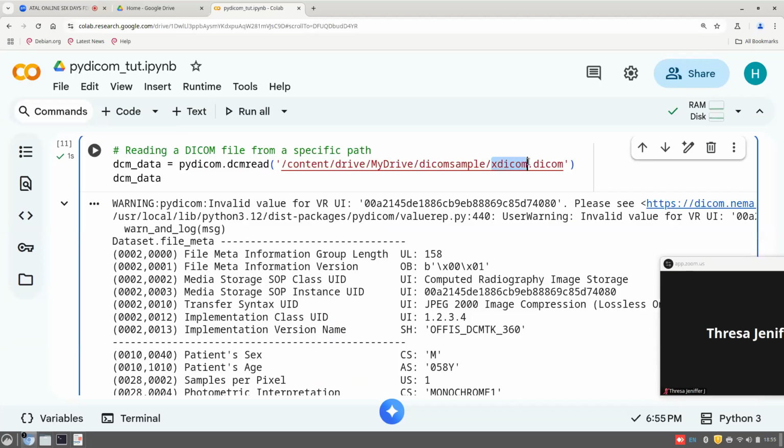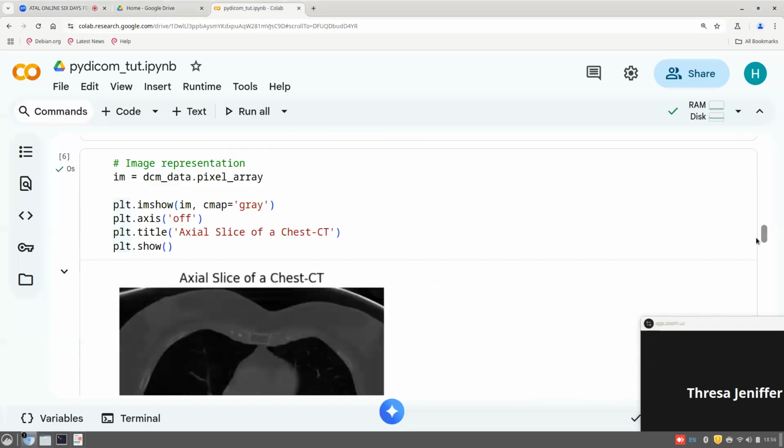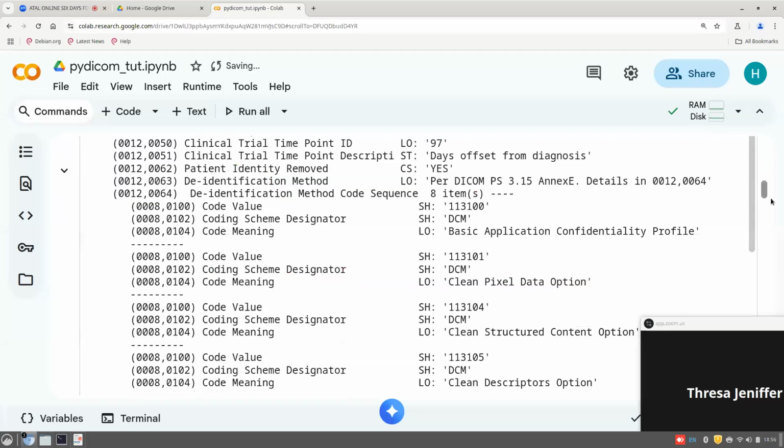Here the extension of the file is .dicom. The earlier file you saw had the extension .dcm. So there are DICOM files with a .dcm extension and with a .dicom extension.